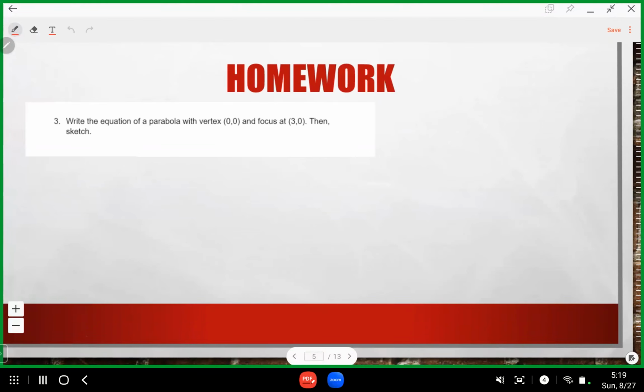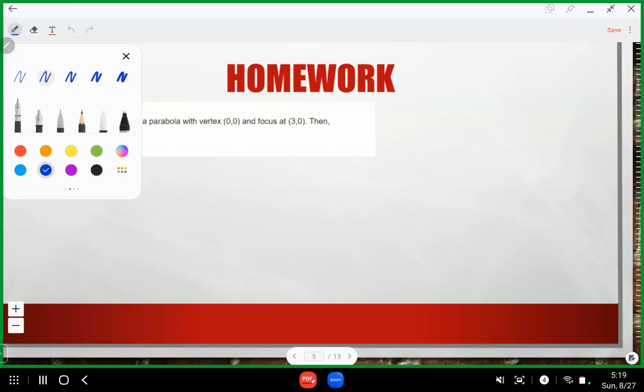Okay, so since the focus is at (3, 0), it'll open to the right. So then the directrix will be at x = -3. Wait, do I have to sketch it? We'll sketch it later. First, tell me the equation.